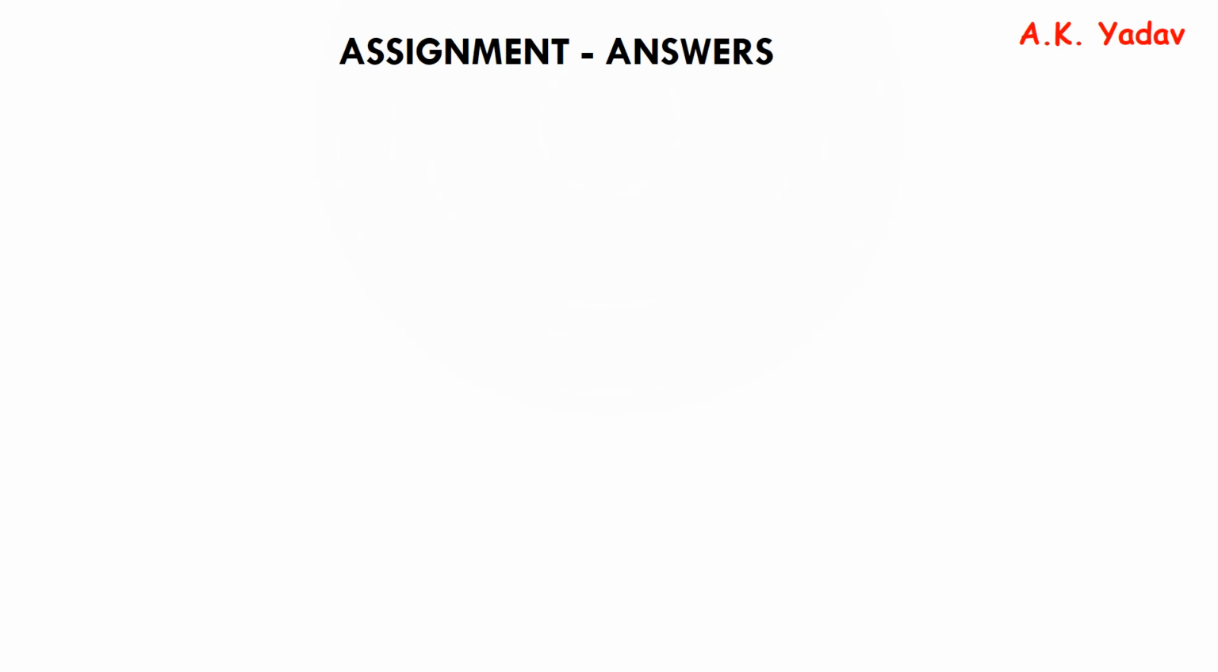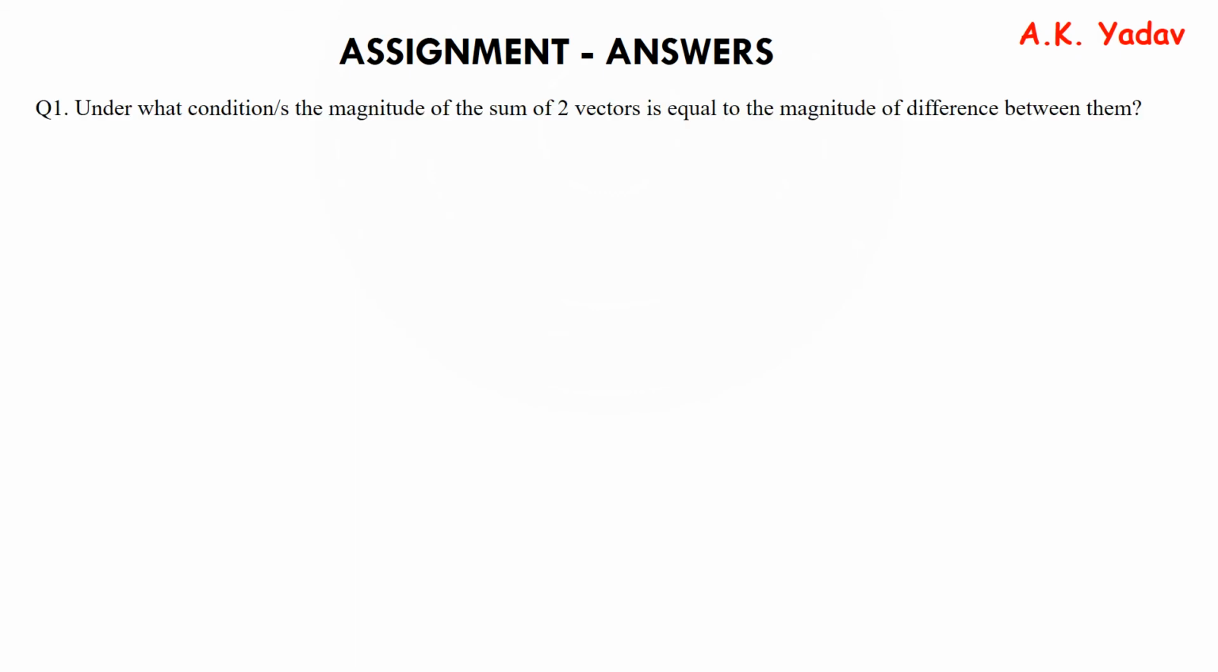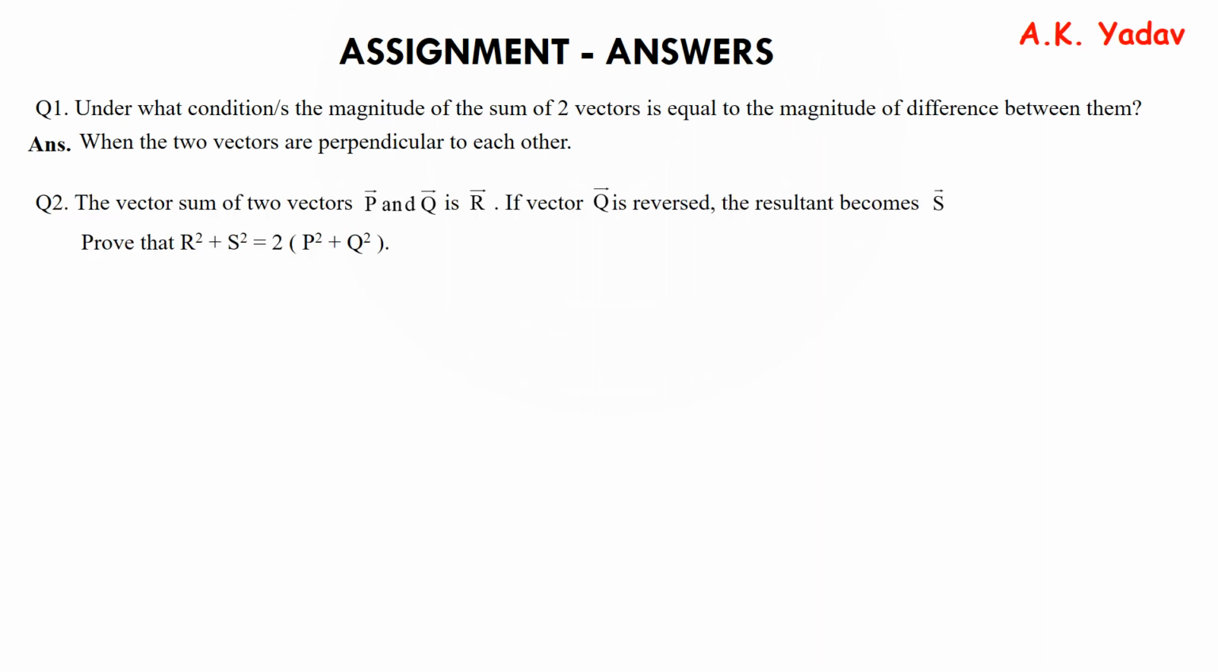Let us solve the assignment. Question number 1. Under what condition the magnitude of the sum of two vectors is equal to the magnitude of difference between them? When the two vectors are perpendicular, only then this condition is satisfied. We have already done an example on this. The vector sum of two vectors P and Q is R. If vector Q is reversed, the resultant becomes S. Prove that R square plus S square is equal to 2 in bracket P square plus Q square.